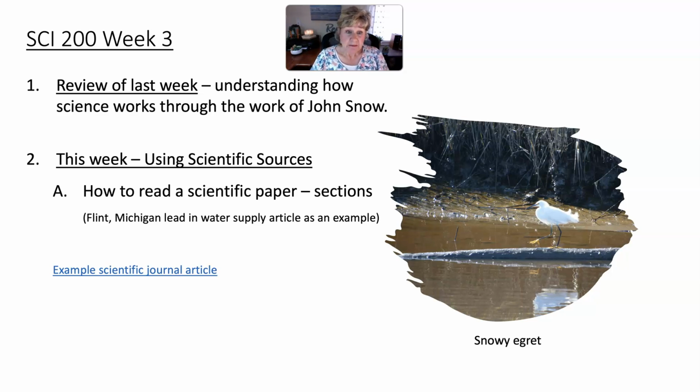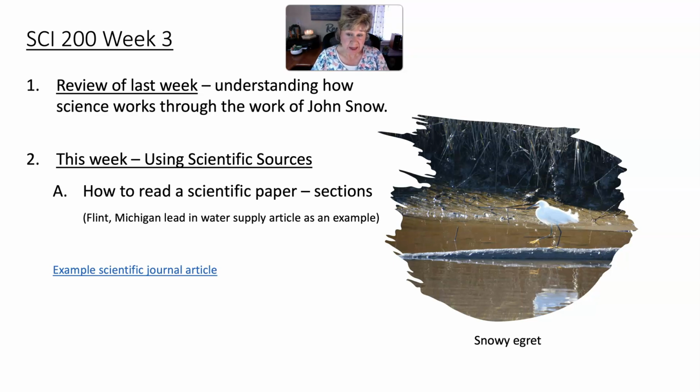So he showed that miasma, remember that is foul-smelling odors in the air, that's the main way that people thought that diseases were transmitted. He showed that miasma was not how cholera was being transmitted, but instead was through consuming contaminated water. Okay, so you learned all about that last week.